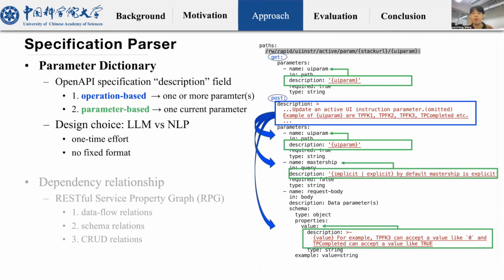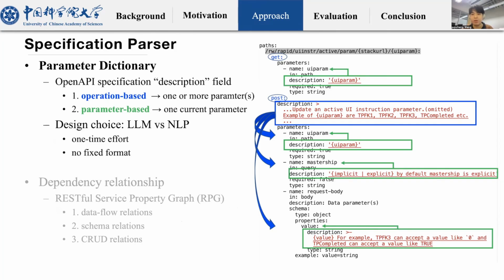The first step in our approach is to parse the OpenAPI specification to extract two key pieces of information: a dictionary of parameter values, and three types of dependency relationships. For building the parameter dictionary, we extract useful information from the description fields of each operation and parameter in the specification. These fields may include valid parameter values. The operation description fields provide information applicable to all parameters within the operation, and the parameter description field offers detail specific to the current parameter.